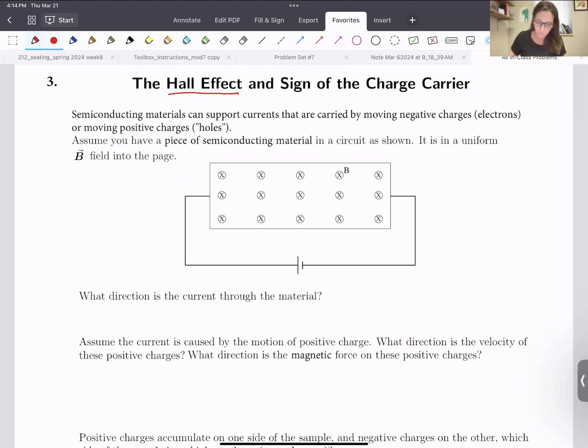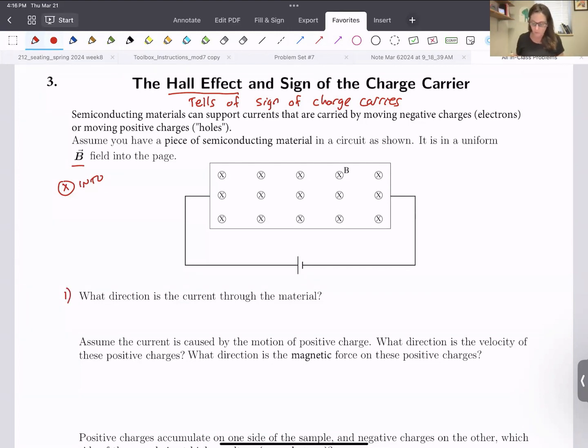So first of all, we have a piece of semiconducting material. It's a uniform magnetic field. Remember, B into the page, that's these X's that mean into the page. And then what we have first is just these basic questions. Number 1, what is the current through the material? So this just comes from our plus and our minus. We know that current flows from positive to negative. So we have the current through the material is going to be traveling to the right. So to the right. And then that's just the conventional current direction.